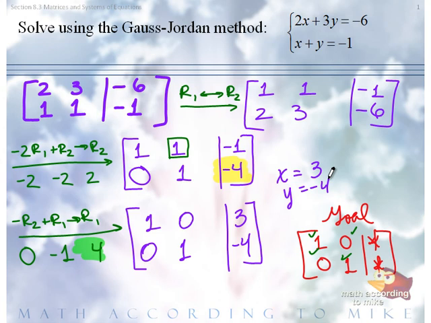Hooray! What's more fun than 2 variables? 7 variables.